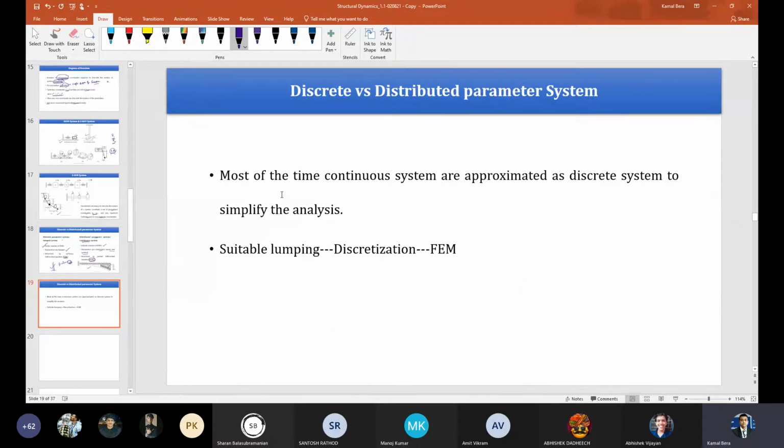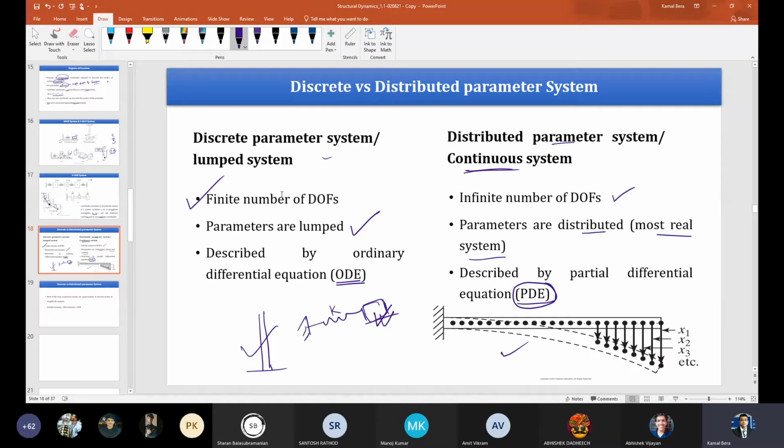Okay. So you see discrete versus distributed parameter. Most of the time continuous systems are approximated as discrete systems, as I told, to simplify the analysis. Once we set up the differential equation, that means the equation of motion for the system, you have to solve it to find out the responses. That is your main aim basically.